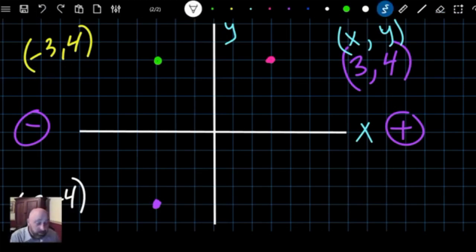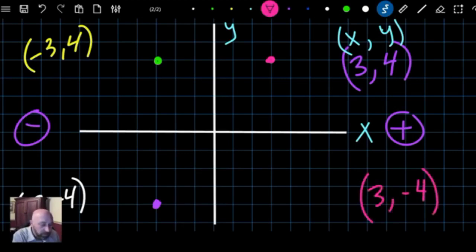Okay, let's do one more. I'll move this one over here and we'll do a positive 3, negative 4. Let's see where that one lands. I will put this one in yellow. So we're going positive 3, 1, 2, 3. We're going negative 4 here, 1, 2, 3, 4, and we're going to land right there.